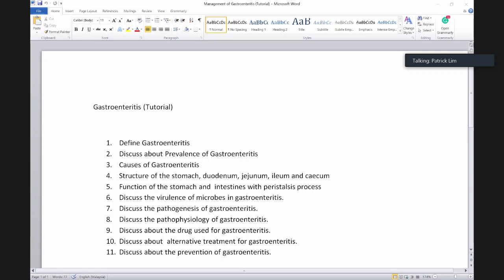Then you talk about pathophysiology. How does the organism change the physiology function of the gastrointestinal tract from normal to abnormal physiological function? How does it give rise to diarrhea and bloody diarrhea? And then discuss about drug used for gastroenteritis. The drug that used for gastroenteritis, I said chloramphenicol, third generation cephalosporin, and fluoroquinolone. And then you discuss about alternative treatment.